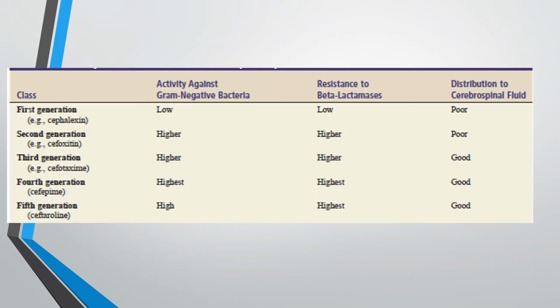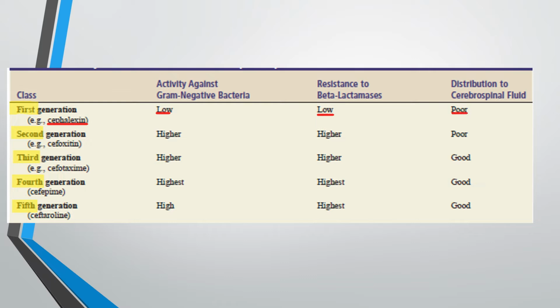Here are the classes of your cephalosporins. We have your first, second, third, fourth, and fifth generation. First, we have your first generation cephalosporins represented by your cephalexin. They are highly active against gram-positive bacteria. The first generation agents have modest activity against gram-negative bacteria and do not reach effective concentrations in your CSF.